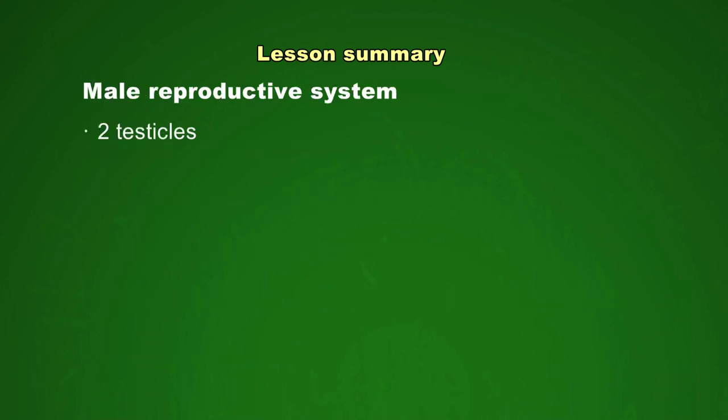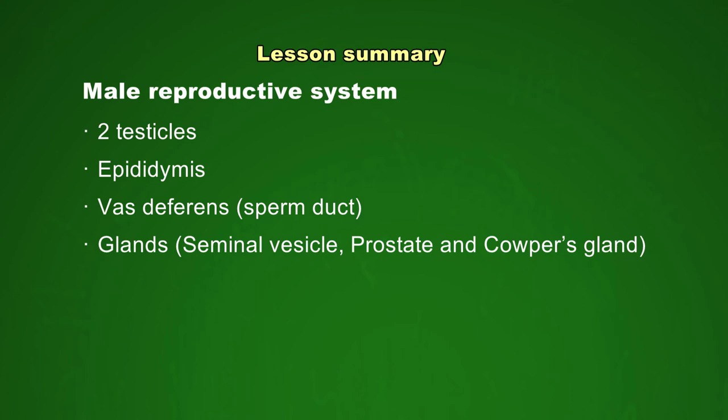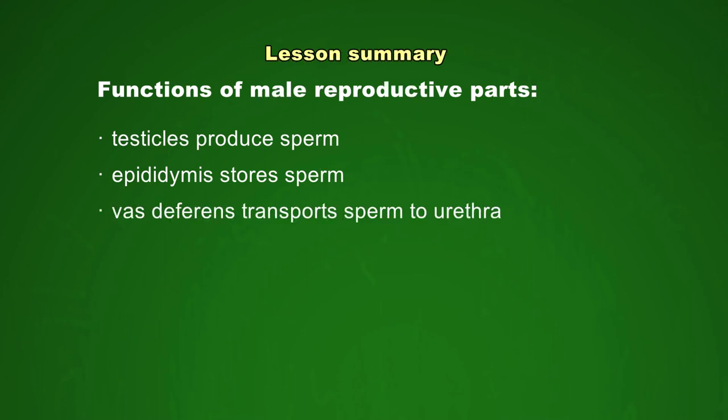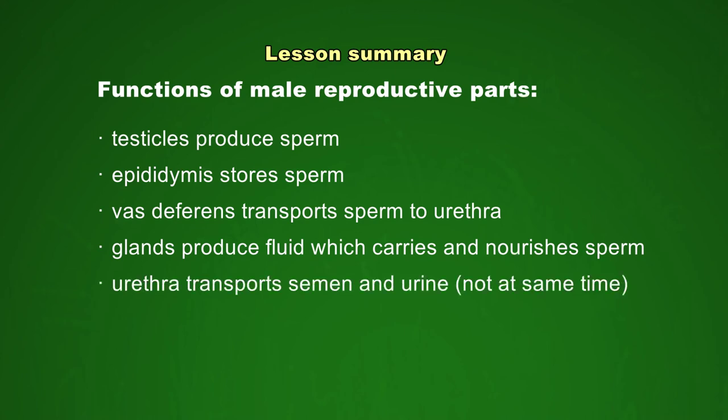The male reproductive system consists of the 2 testicles, each with an epididymis that leads to the vas deferens or sperm duct. There are glands such as the seminal vesicle, prostate gland, and Cowper's gland. Leading to the outside of the male reproductive system is the urethra and the penis. The testicles produce sperm, which is stored in the epididymis. The vas deferens transports sperm to the urethra. The glands produce fluid which carries and nourishes sperm. The urethra transports semen and urine not at the same time, and the penis delivers the semen during mating.